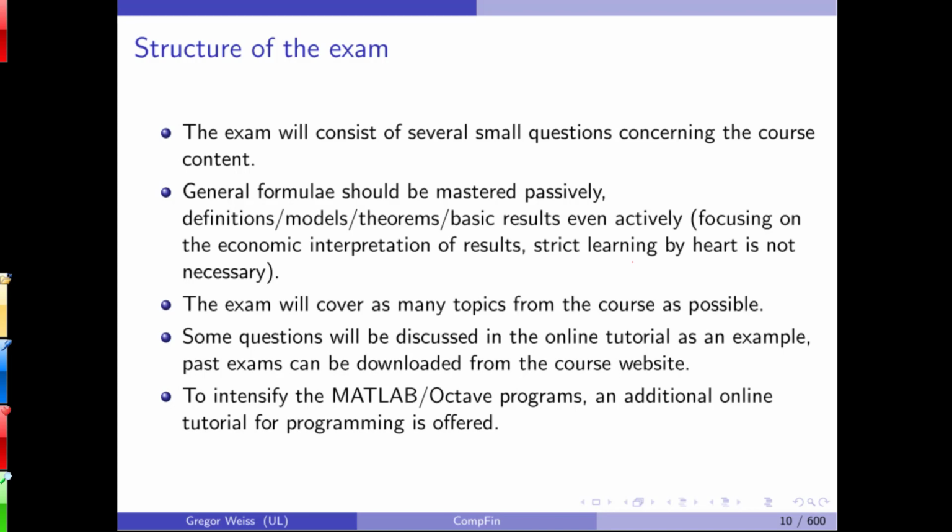You should be able to master general formulae passively, in the sense that for important theorems and important results, you should be able to at least state the economic interpretation and the economic meaning of this theorem or this result. If you are given a formula or a model, you should be able to describe what it does, what it is intended to do, and what problems could arise. But you will see this if you look at the previous exams.